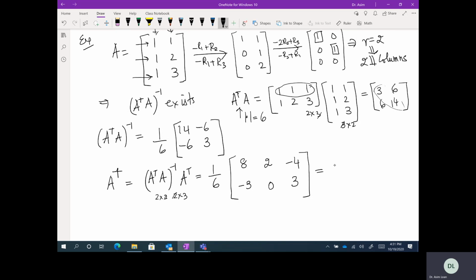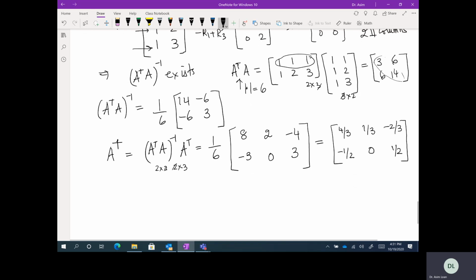Or this is equal to, so 8 over 6 is 4 over 3. This is 2 over 6, which is 1 over 3. This is minus 2 over 3. This is minus 3 over 6, which is minus half. 0 is 0. 3 over 6 is half. Okay.